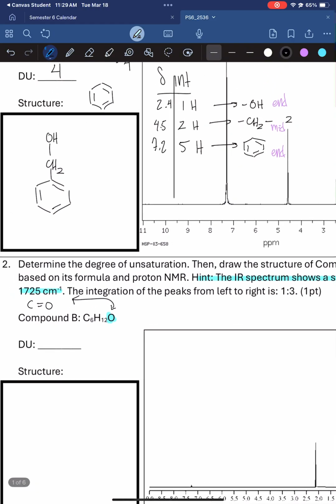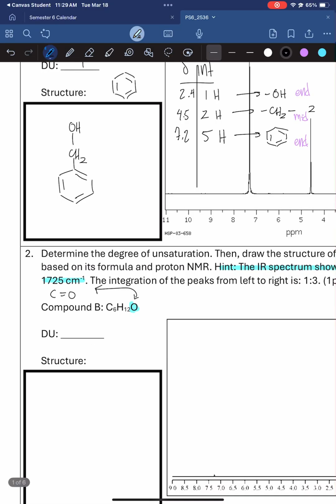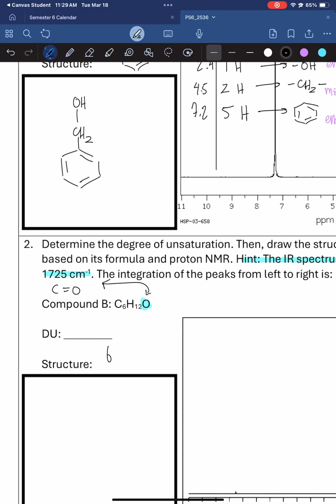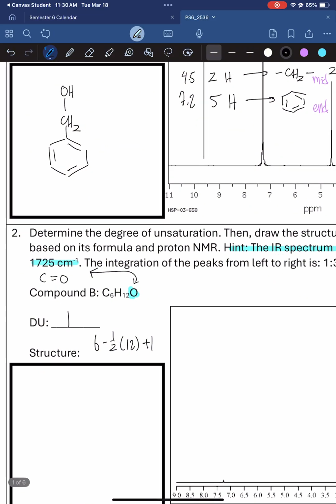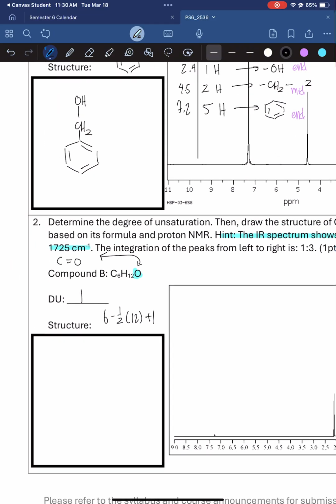All right, so now let's look at the degrees of saturation. If we do the equation, it's going to be 6 minus 1/2 of 12 plus 1 to give a degree of unsaturation of 1. And remember, that means there could only be one double bond or one ring somewhere in the structure. And since we already know that there is a C=O from this IR spectrum showing a peak at 1725, that is already accounted for. So we don't need to worry about any other rings or double bonds and all that kind of stuff. So now it's time to make an integration table.